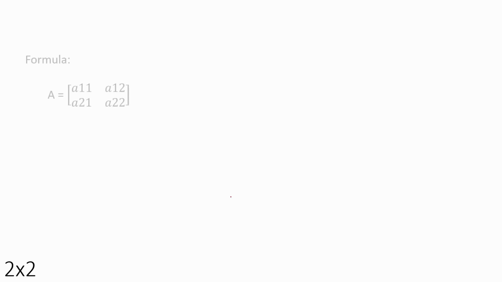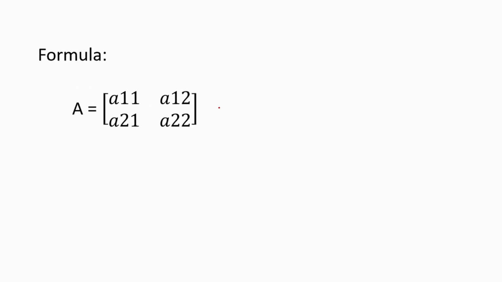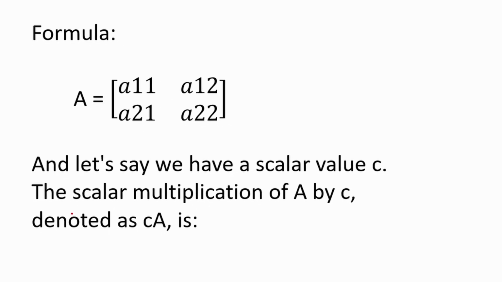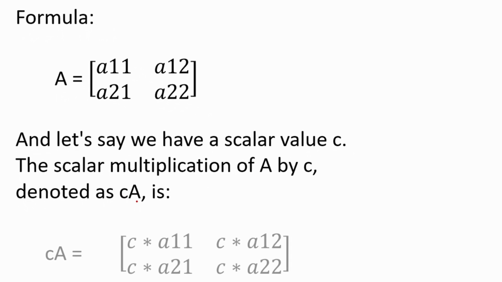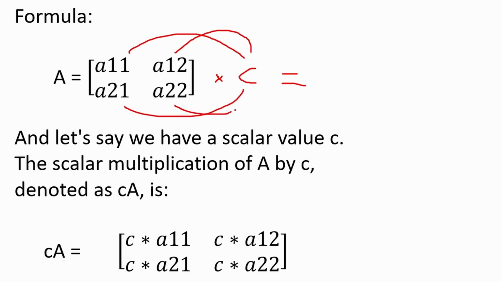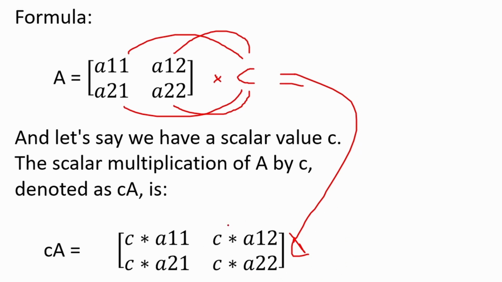Let's jump into the formula. For example, we have matrix A right here, a 2 by 2 matrix, and let's say we have a scalar value C. The scalar multiplication of A by C is denoted like this. Each element of this matrix is multiplied by the scalar C. This one times C, this one times C, and so on, and we get this result. CA is like this. This is the formula to find scalar multiplication of a matrix.